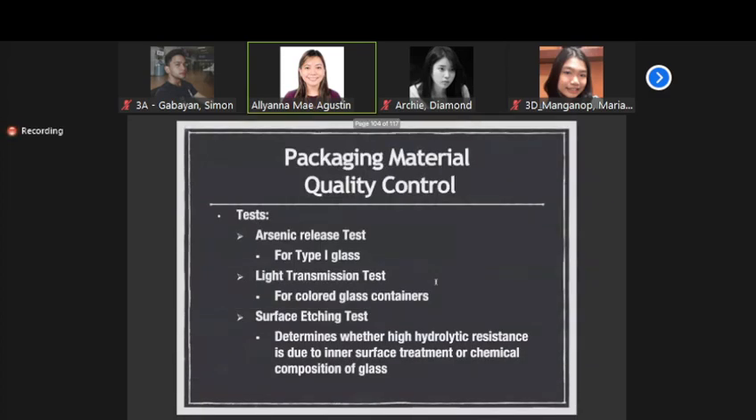Okay, so for other testing, for type 1, we use arsenic release. Light transmission is for amber-colored glass containers, which should block light for protection from light, so they should not transmit light. Then the surface etching test, for high hydrolytic resistance of the inner surface or the treatment or chemical composition of glass. This can be done for type 2, surface etching.